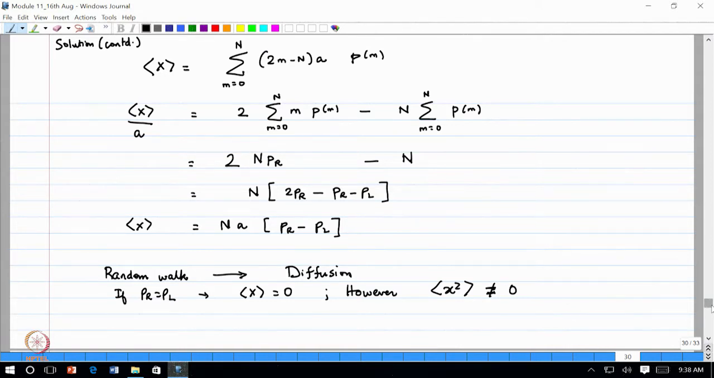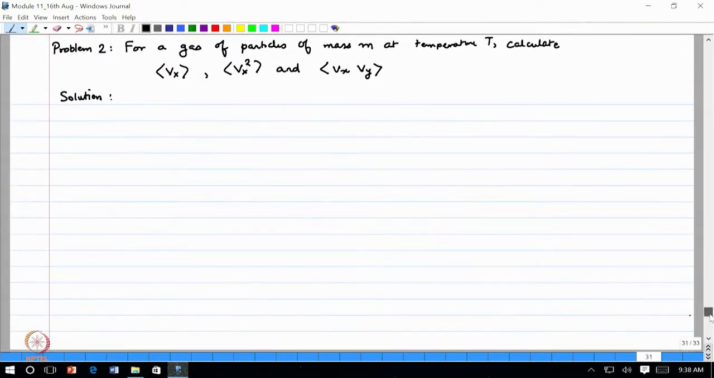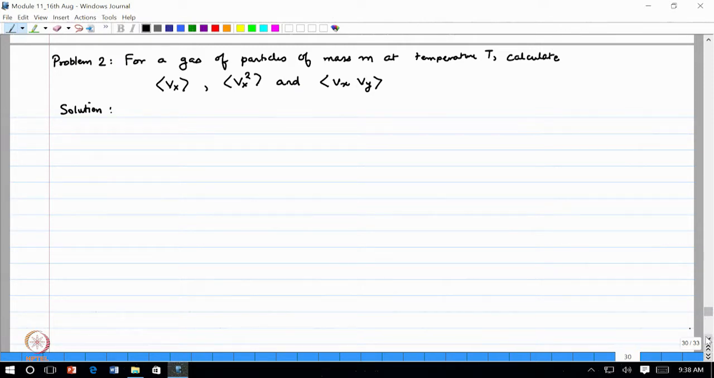Now the next problem is: for a gas of particles of mass m at temperature T, calculate the average value of Vx, the average value of Vx square and Vx Vy. This is a fairly straightforward problem. So what you will say is that the probability distribution of Vx is equal to (m by 2 pi kBT) raised to half, you recall the Maxwell-Boltzmann distribution, e to the minus half m Vx square by kBT. So this is the probability distribution of Vx.